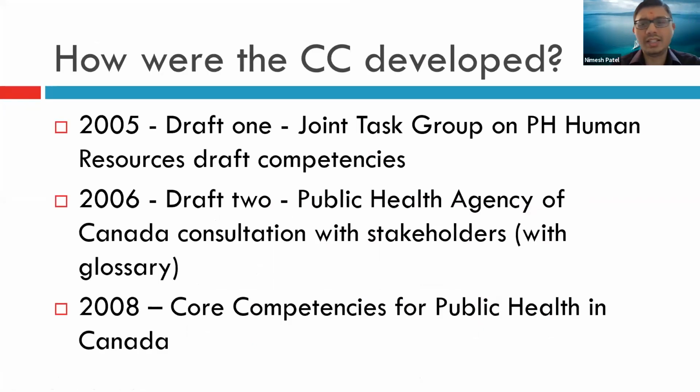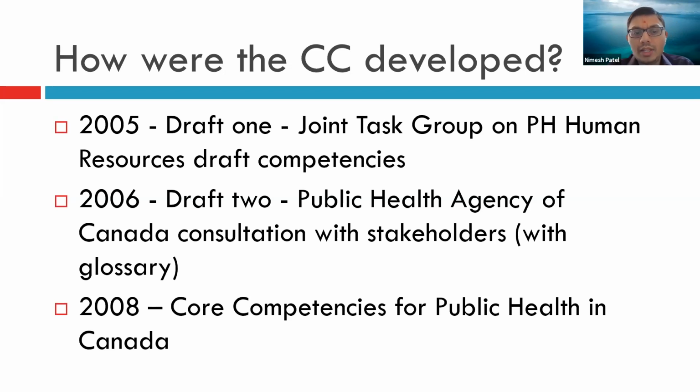But overall, this is just a very brief history. How were the core competencies developed? In 2005, the Joint Task Group on Public Health Human Resources drafted the first version, the draft one of the core competencies. After the preliminary consultation, they consulted public health stakeholders across the country, and based on the feedback they received, they developed draft two in 2006.